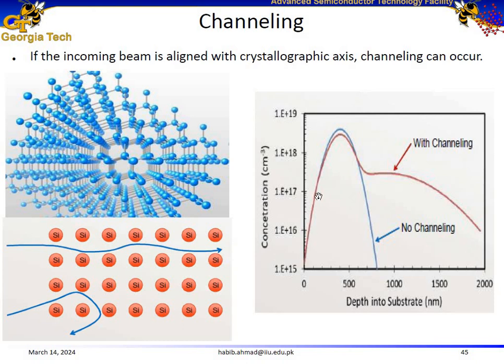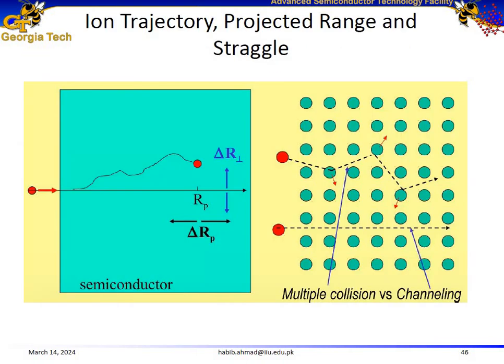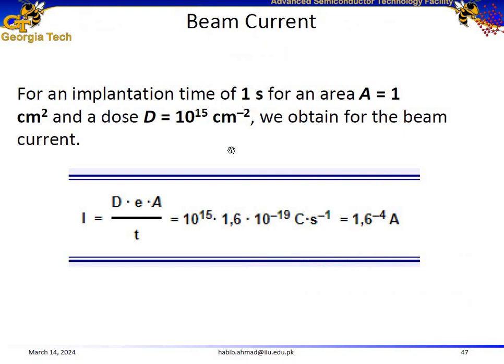Without channeling, we would observe this blue Gaussian distribution, where we have a shallower distribution of the implanted ions. But with channeling, we would observe this tail effect, where we have a distribution over a wider region. And here in this figure we see the same effect. This figure shows the incoming ions, their projected range, projected straggle, lateral straggle, etc.